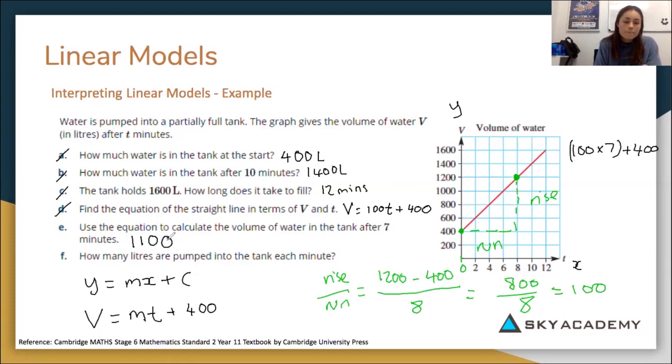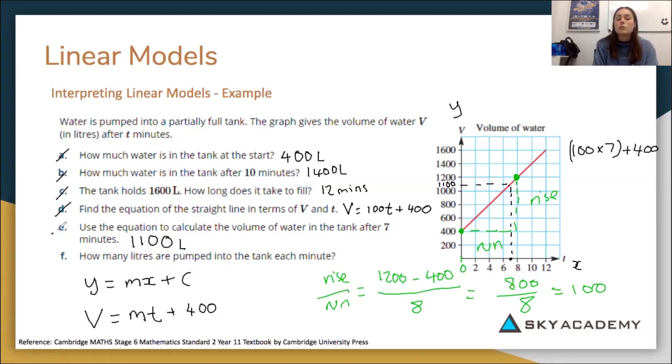We can check that. If we go across to 7, which would be about here, 7 minutes, and we go up to the line, we can see that from our graph, it would reach 1,100 also. So our graph and our calculations are correct. And that means our equation of the straight line is also correct.